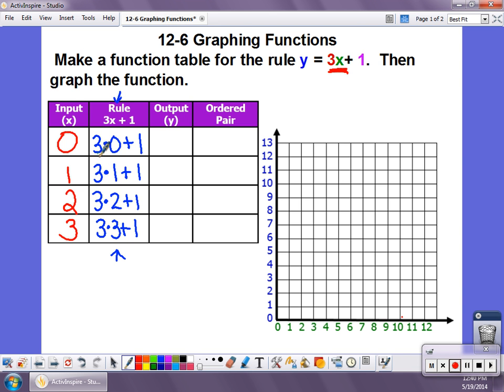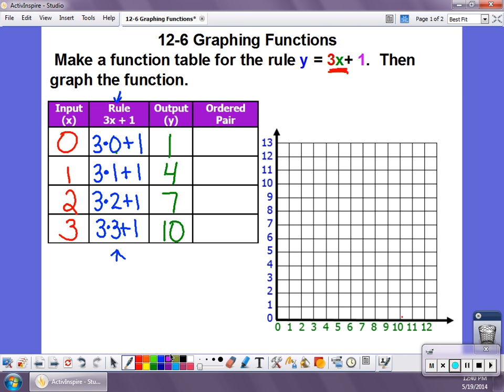So if my input is 0, and my rule is 3 times 0 plus 1, my output is just going to be 1, because 3 times 0 is 0, 0 plus 1 is 1. Now let's do the same thing for an input of 1. 3 times 1 is 3, plus 1 is 4. 3 times 2 is 6, plus 1 is 7. 3 times 3 is 9, plus 1 is 10. Now I have input values and output values.